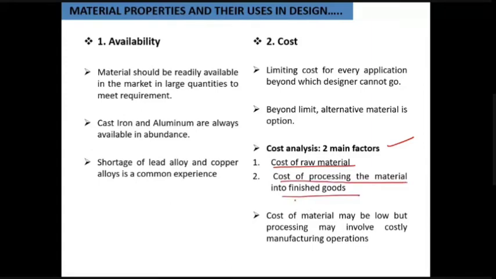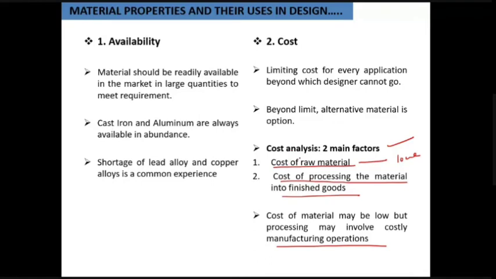For example, the cost of material is very low, but if that material is not suitable and you have to machine it, you have to do some manufacturing processes which are very costly. Manufacturing operations are very costly. Ultimately, the price of the material also increases and the price of the product will also increase. So you have to take care of both the cases.